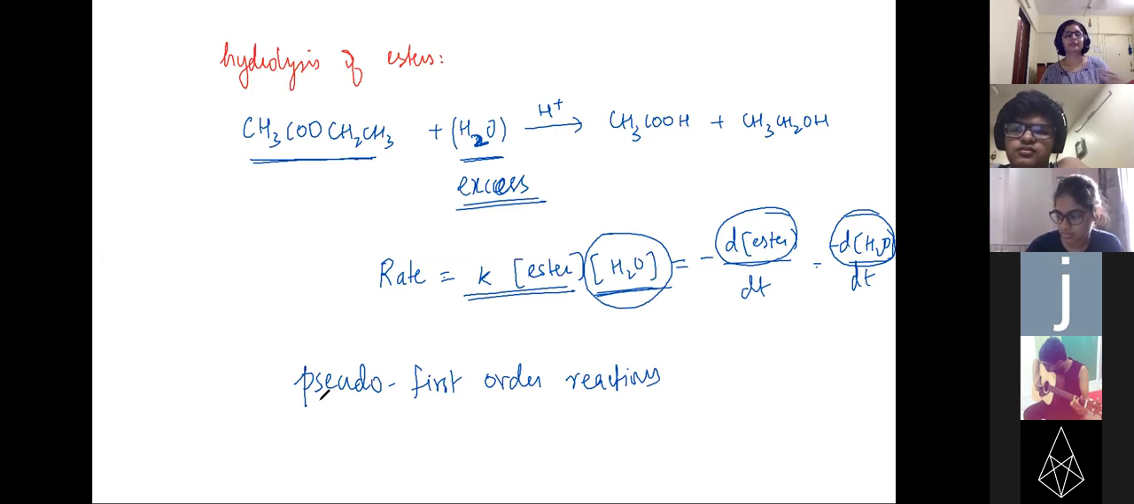Okay, so in simple words, pseudo first order reactions are reactions which in reality are not first order reactions. They may be second order reactions, but you manipulate the reaction conditions, for example, taking one of them in excess, such that it starts following first order kinetics.